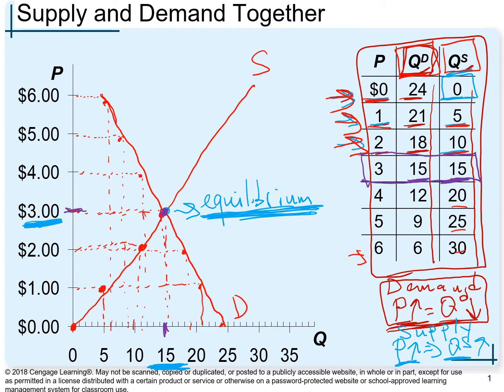So therefore over here where it says 15, this is where our quantity supplied is equal to quantity demanded, and this is our equilibrium on the market. Guys, when we're talking about equilibrium, equilibrium is the most perfect situation on the market. This is where we want our market to be.